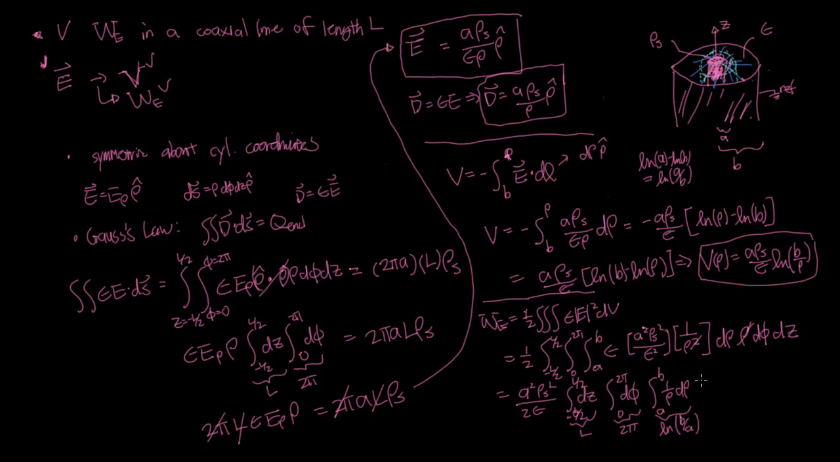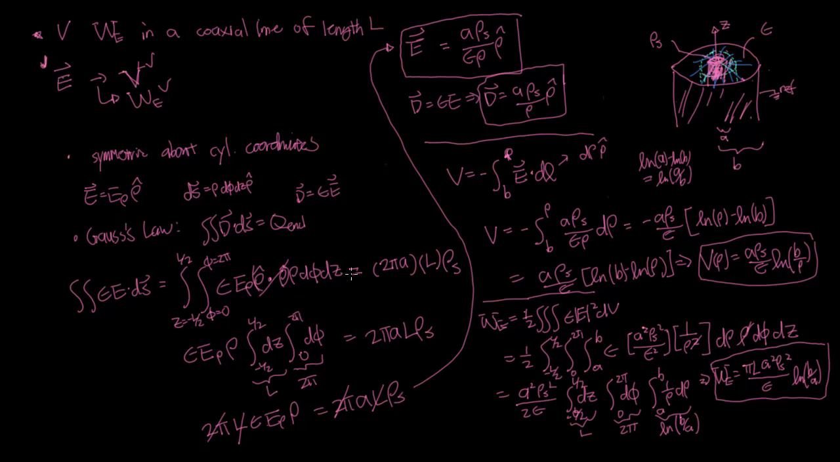So then taking all this and cleaning it up, you will come up with the expression of the total energy stored in a cylindrical coax that's charged with a length L, which is going to be equal to pi L A squared rho s squared all over epsilon natural log of B over A. And this is actually a result that you can find in textbooks which you just derived.